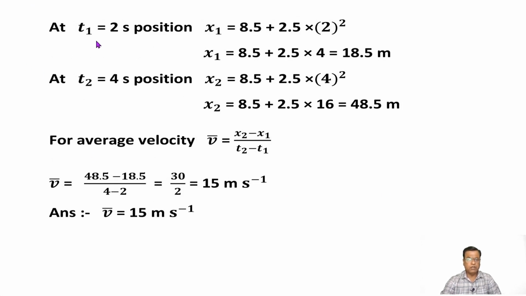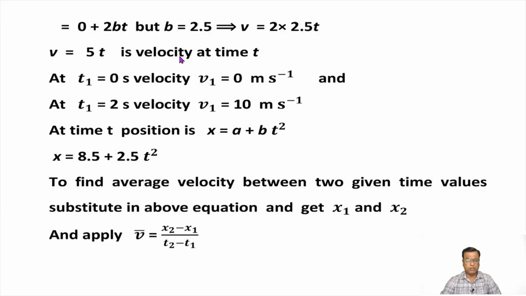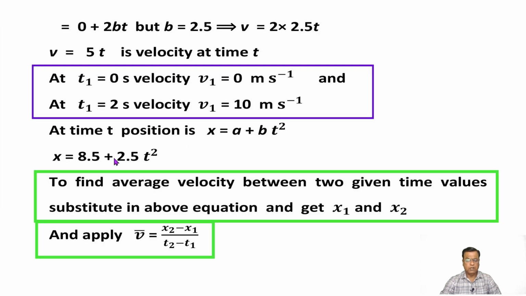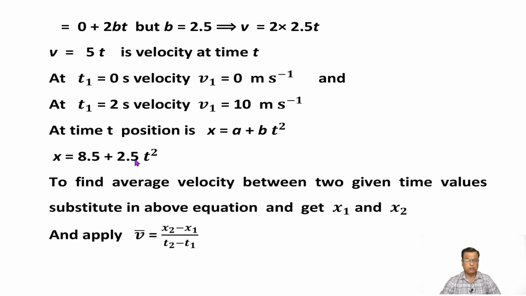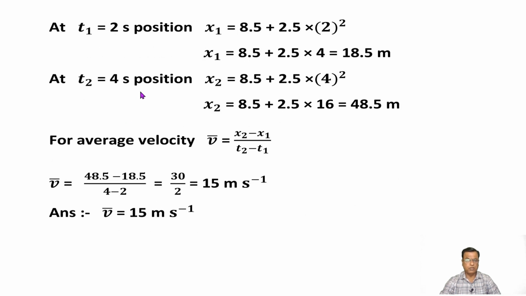Now t1 equal to 2 seconds, substitute in this formula. So we have 8.5 plus 2.5 into 2 square. So x1 equal to 18.5 meter. At t2 equal to 4 seconds, once again substitute here 4 seconds. So we have x2 equal to 8.5 plus 2.5 into 16, so 48.5.